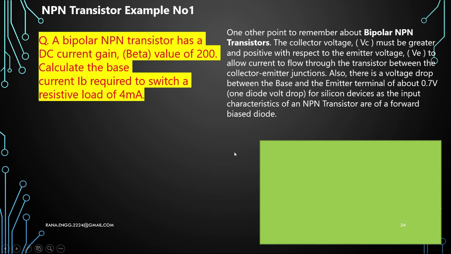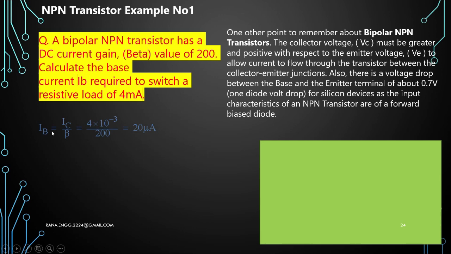Before that we have to remember a few points here. The collector voltage must be greater and positive with respect to the emitter voltage to allow current to flow through the transistor between the collector-emitter junction, and there should be a voltage drop between the base and emitter terminals of about 0.7 volt for silicon to make it on, right?